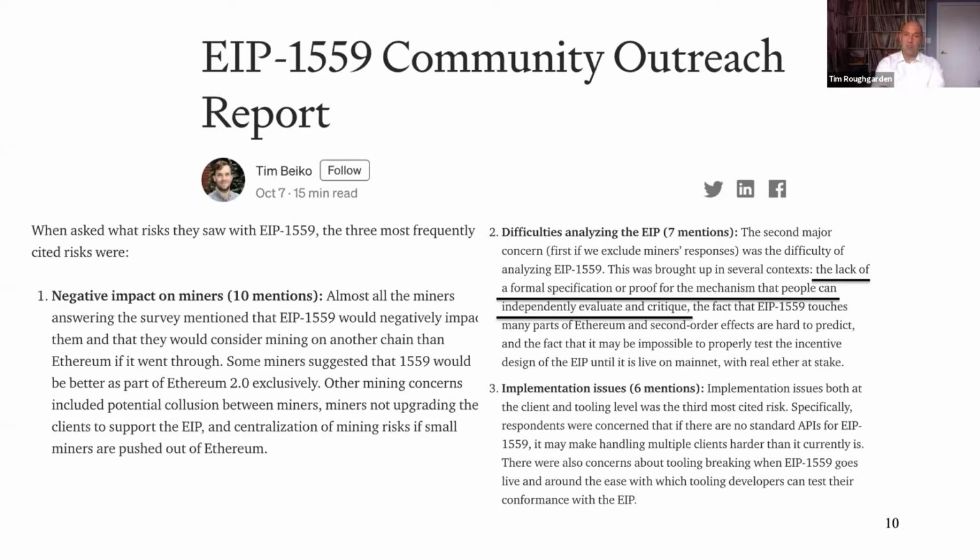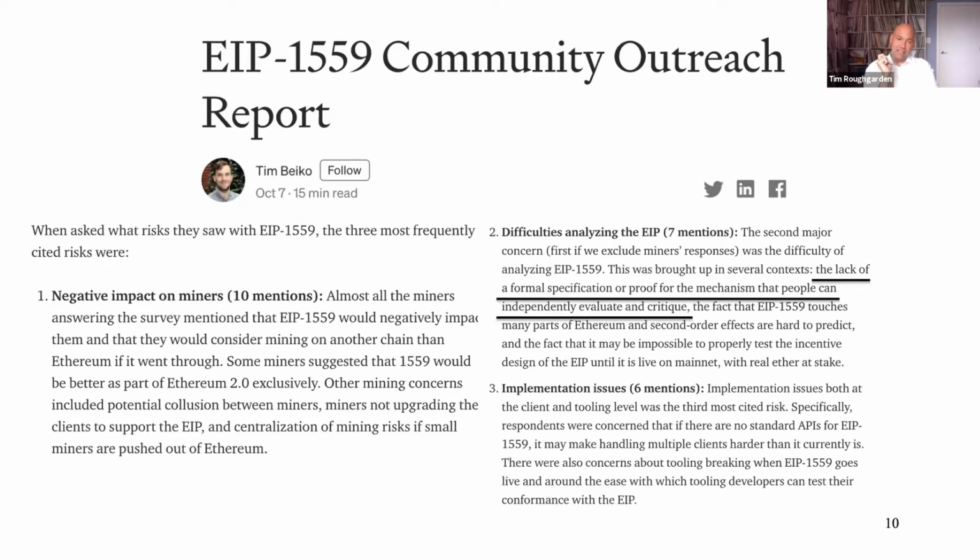So he contacted various stakeholders in the Ethereum community, like miners, people who write software wallets like MetaMask, people who run exchanges, and he asked everybody, how do you feel about this new transaction fee mechanism proposed in 1559? And if you don't like it, is there anything we could do to make you more comfortable with possibly making this big change to Ethereum's transaction fee mechanism? And a few things were mentioned, but what I wanted to highlight here is, quote, the lack of a formal specification or proof for the mechanism that people can independently evaluate and critique, unquote. That was raised as one of the big issues.